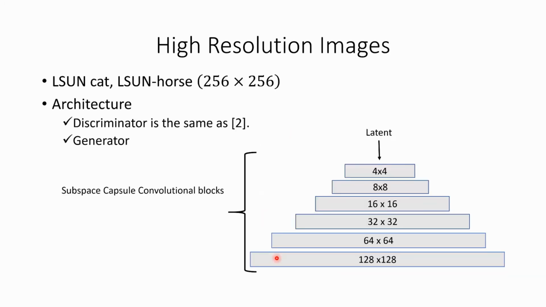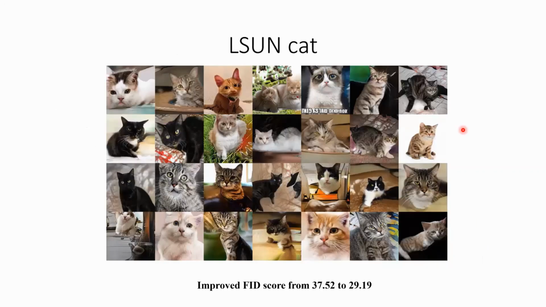We also move forward and try to generate samples for a higher resolution of 256 by 256 for the LSUN cat and LSUN horse datasets. In these experiments, we replaced all of the layers of our generator, updating them to subspace capsule layers. These are the generated samples for the LSUN cat dataset, and we improved the FID score of the baseline significantly, reducing it from 37.55 to 29.19.